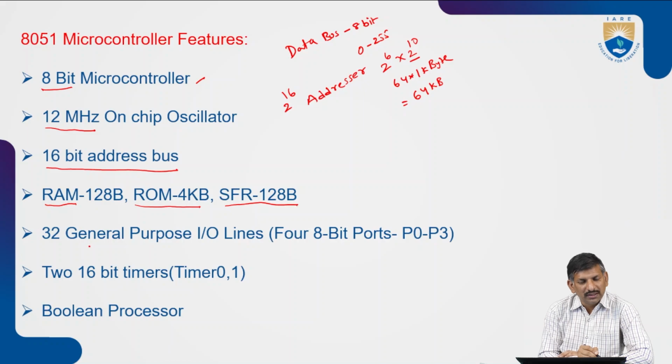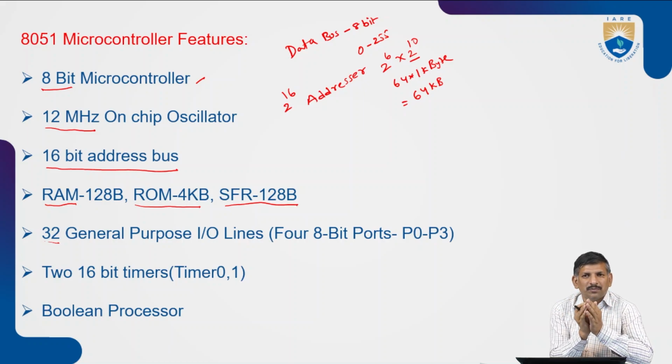Next, it contains 32 general purpose input and output lines. These 32 input and output lines are divided into four 8-bit ports. Port means a group of pins. So each port contains 8 pins or 8 lines. Totally 4 ports, those ports are port 0 to port 3.